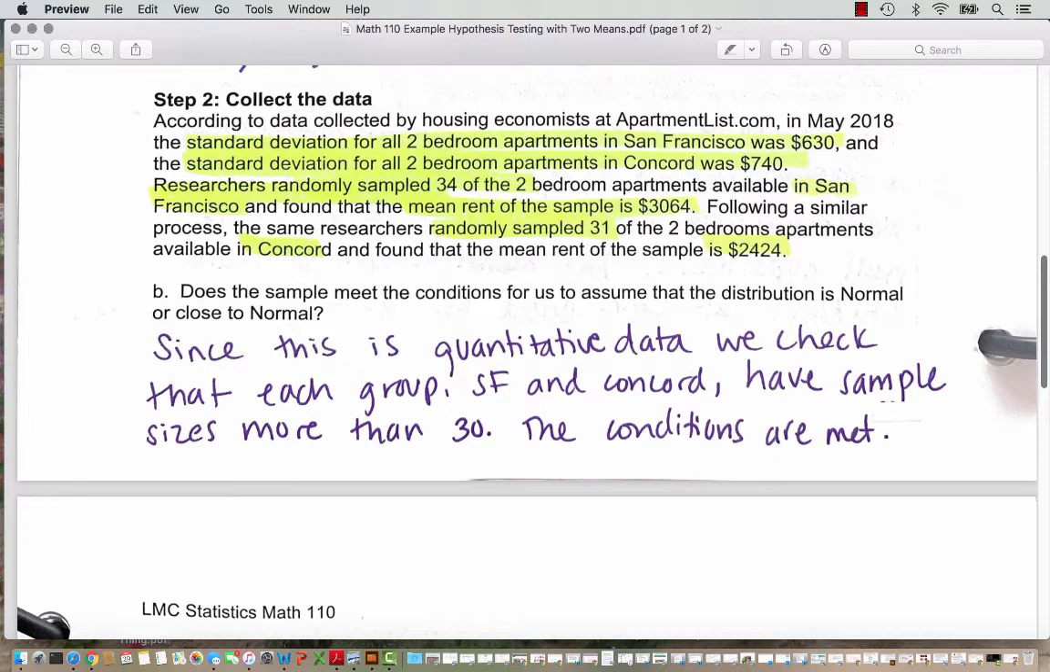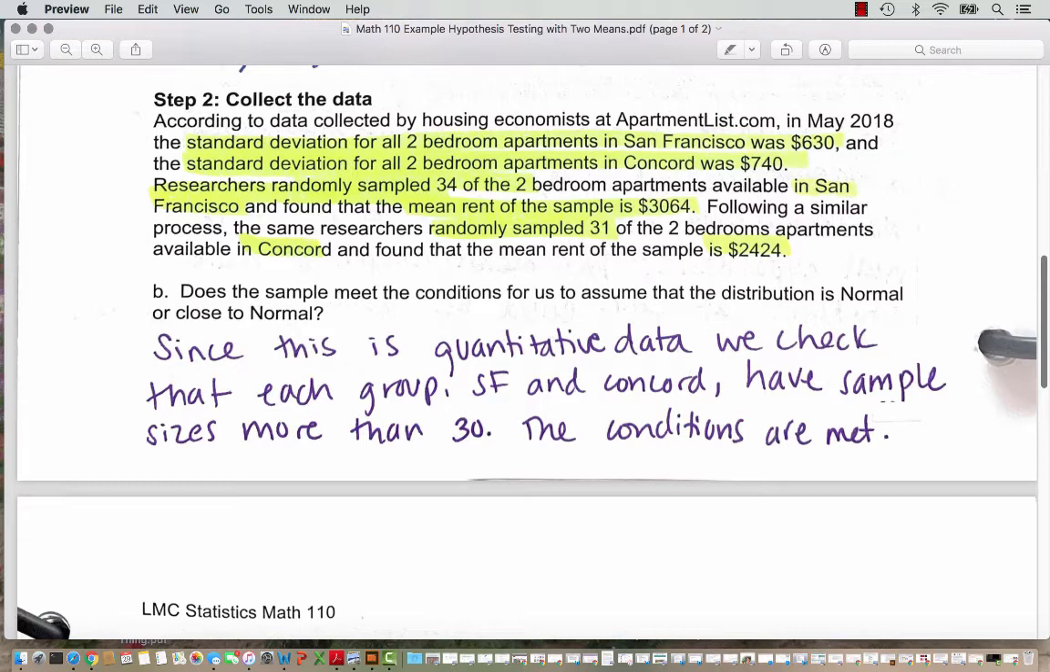So researchers randomly sampled 34 of the two-bedroom apartments available in San Francisco and found that the mean rent of the sample is $3,064. Following a similar process, the same researchers randomly sampled 31 of the two-bedroom apartments available in Concord and found that the mean rent of the sample is $2,424.